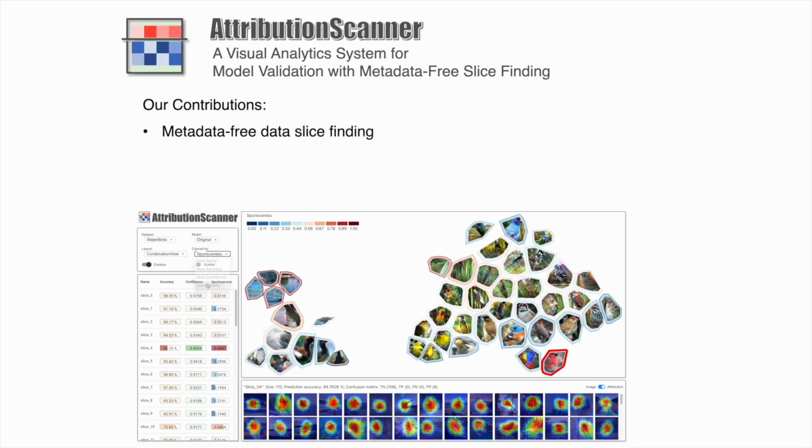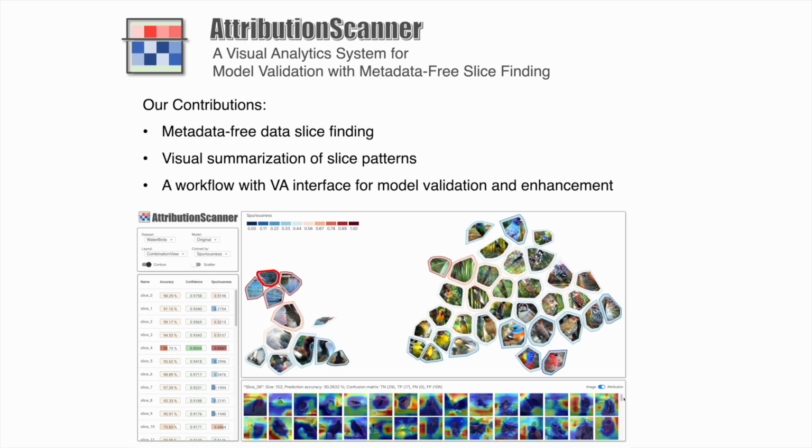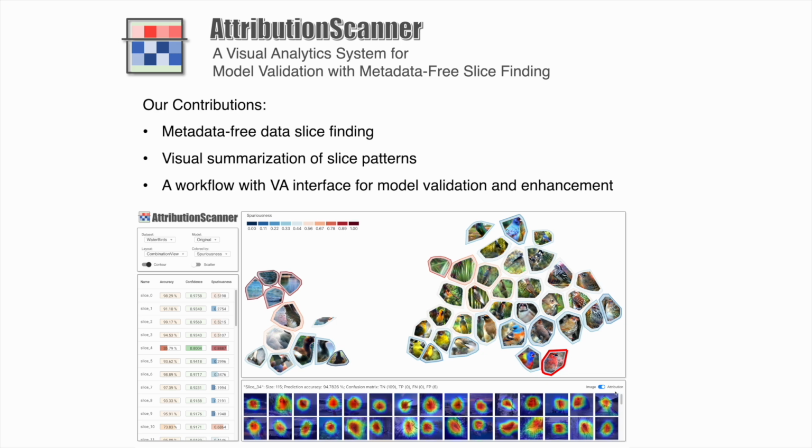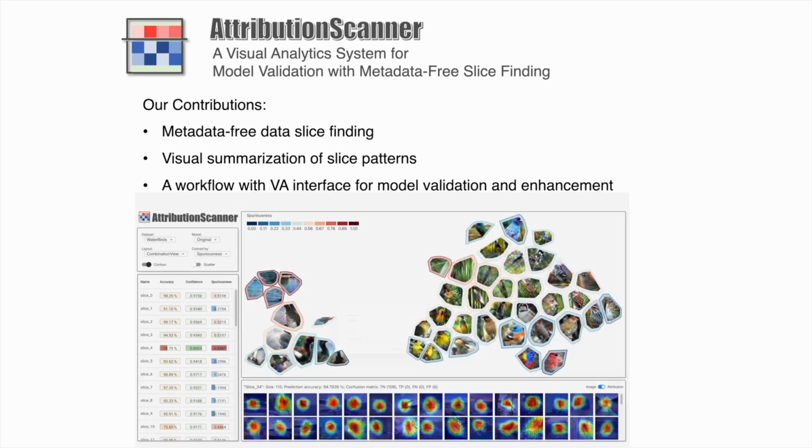In conclusion, AttributionScanner is a novel, metadata-free visual analytics approach for data slice finding and model validation. A core component of our approach is the slice mosaic view, which can quickly summarize and help users to identify data slice problems. Our workflow enables users to fix model mistakes with just a few interactions.